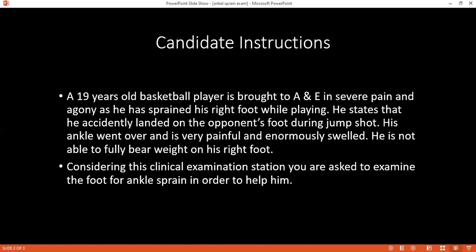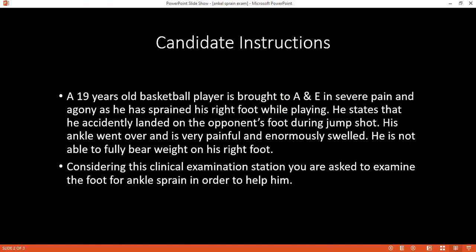Today I examined a 19-year-old male patient, a basketball player, who presented to the emergency with severe pain and agony in his right foot. On examination, the patient has an injury in the lateral ankle ligament, basically. Negative anterior drawer test, and the pulsations are felt normally.